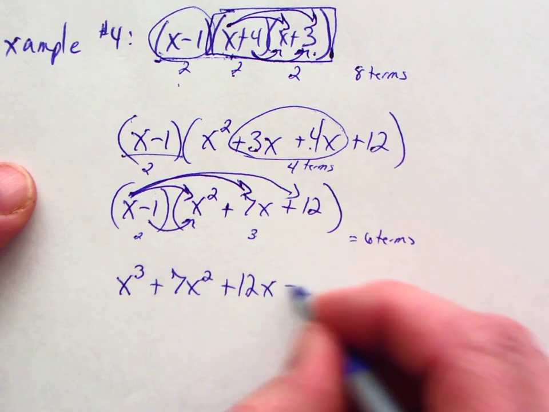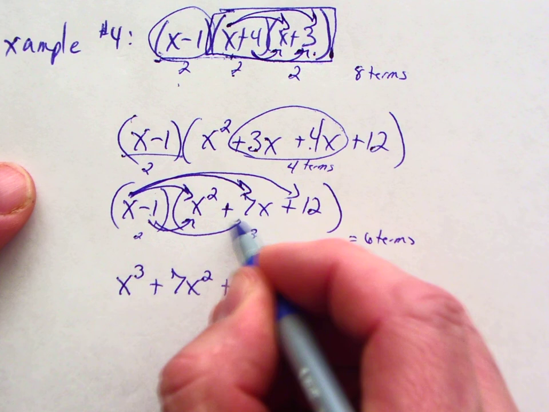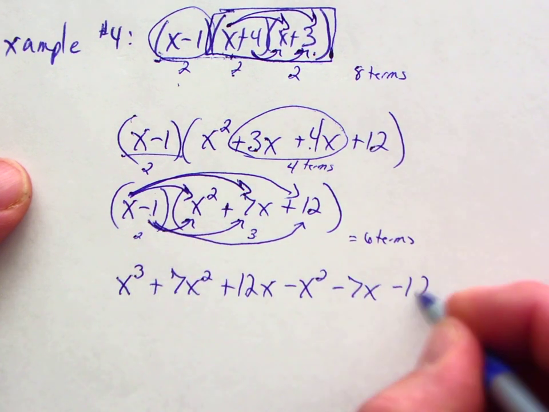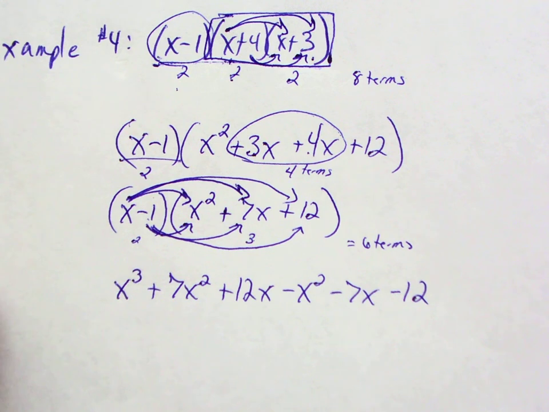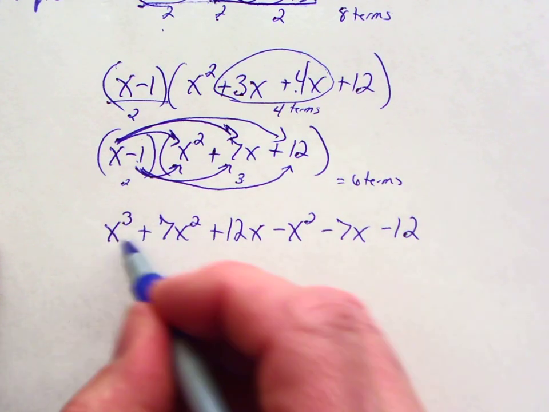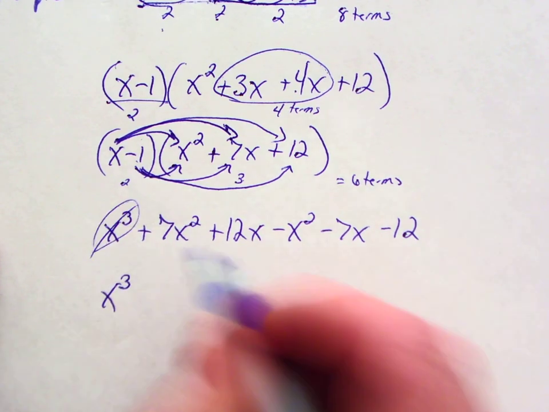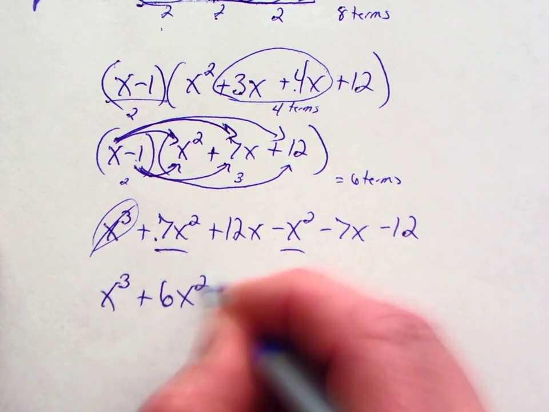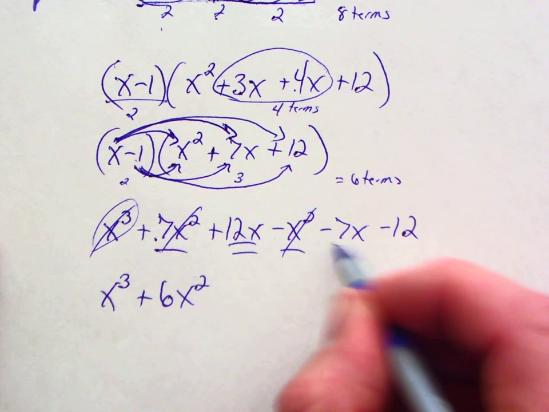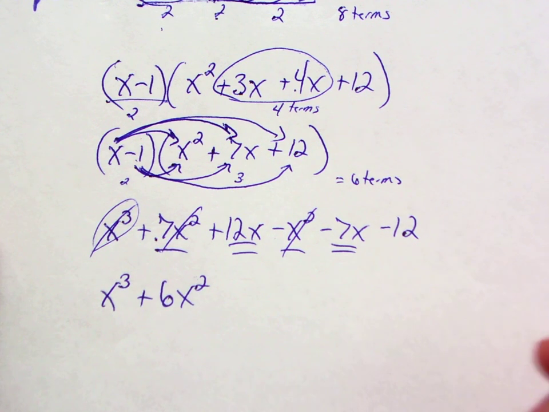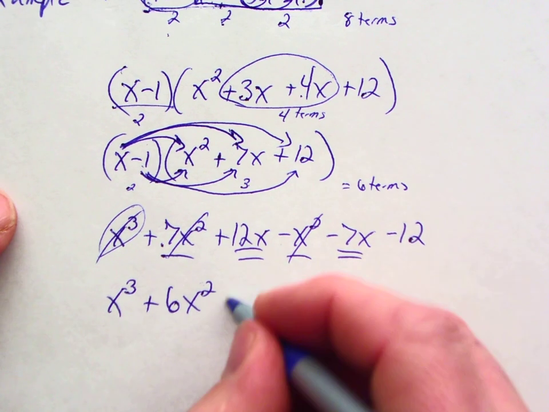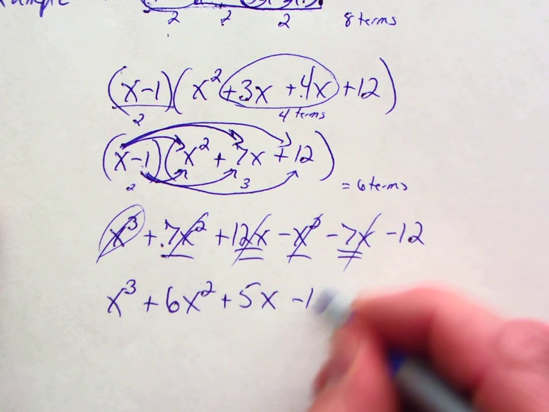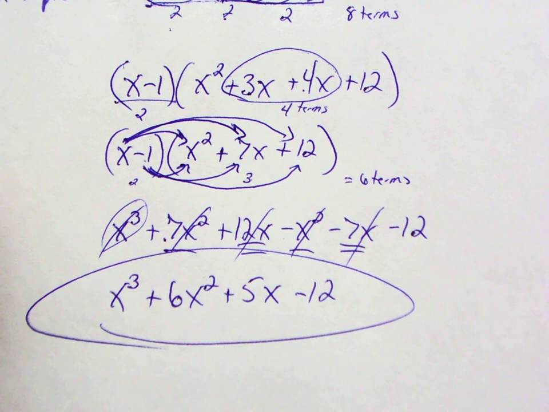Then negative 1 times x squared is negative x squared. Negative 1 times 7 is negative 7x. And then negative 1 times 12 is negative 12. Now we combine like terms. So that's the only cubic, so that's nice. Quadratic, there's 2 of them, so I got a 7 minus 1 is a 6x squared. Linear terms, 12 minus 7 is what? 2, 3, 4, 5. It's 5, using the fingers again. So plus 5x, and then minus 12. And we are done.